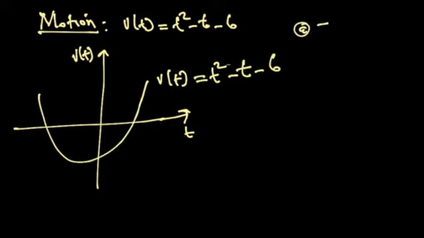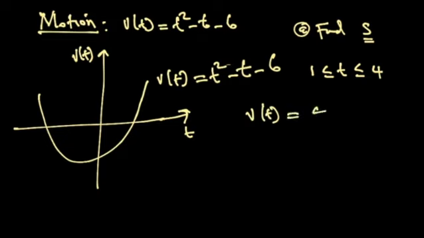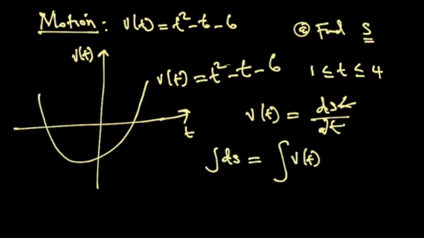Now we are asked to find the displacement of the particle between a time period of 1 to 4. So how do we do that? To find s, we have to integrate v(t). So v(t) here is the same as saying change in displacement over change in time. But we are looking for displacement here, so multiply both sides by dt and integrate. That will look like this.